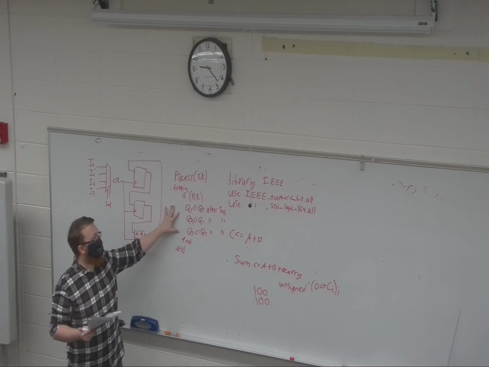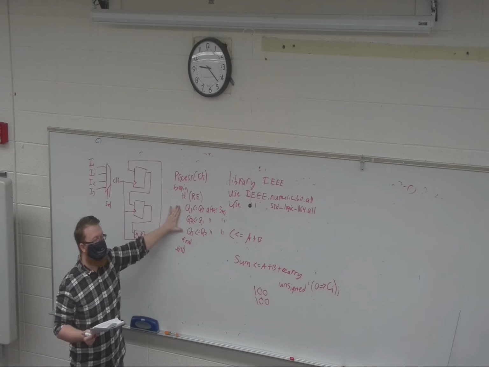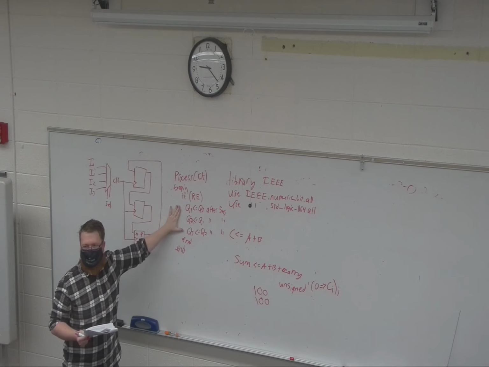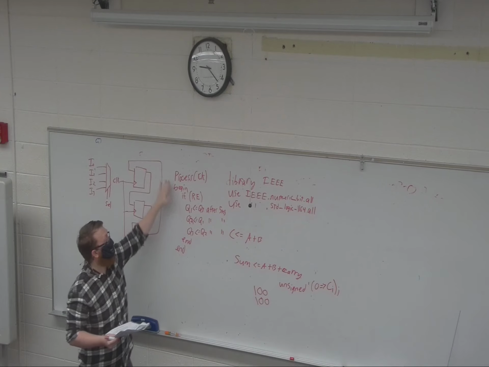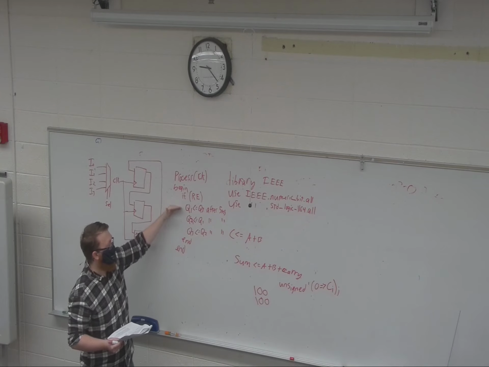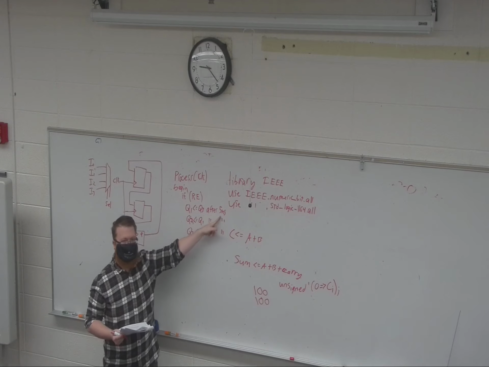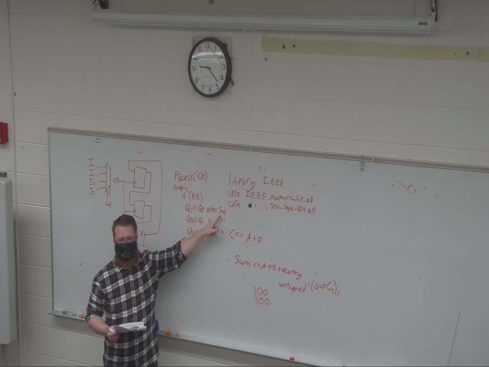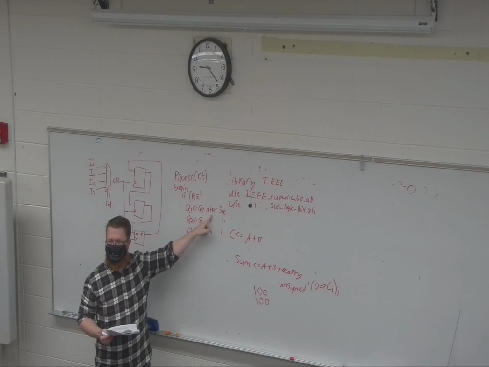So this is just going to shift through. We're in a process, so do these happen in parallel or sequential? They're sequential, because it's a process. So it assigns Q1 to Q3 after 5 nanoseconds. What do we remember about this after 5 nanoseconds?